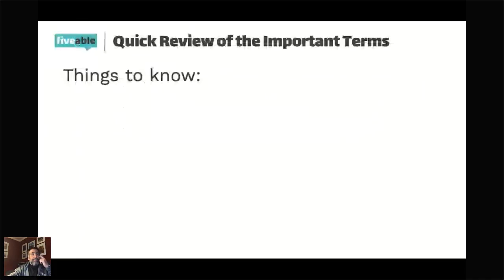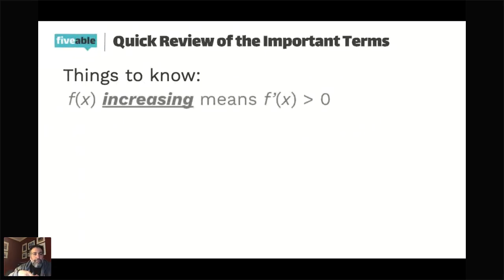So some of the terms that you're going to need to know as we talk about this tonight and on Thursday night. Number one is the word increasing. When is a function increasing? You can find out when a function is increasing by checking its derivative and finding out where the derivative is positive, or greater than 0. If your slope is positive, your function is going to be increasing.